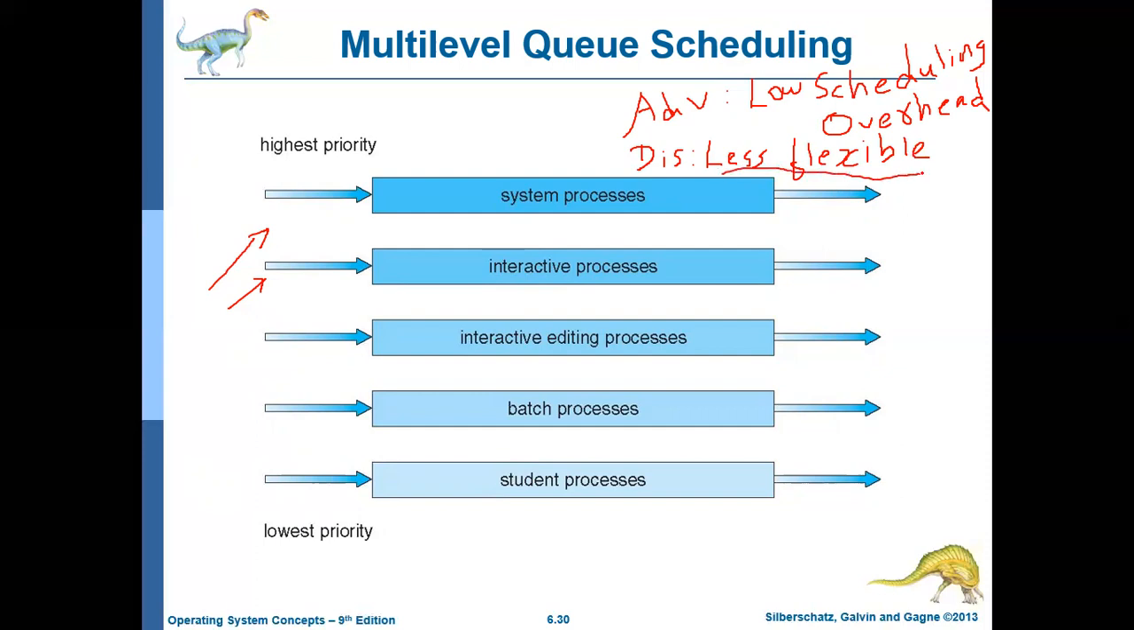As it is less flexible, it may lead to a problem called starvation. Okay, so already we have discussed starvation. Starvation in the sense the jobs in the lower priority queue may keep on waiting and may never get a chance, or may have to wait for a very long period of time if there are more jobs in the higher priority queue. Assume that the system process queue is always full, then the processes in the student process queue will never be executed. So this problem is called starvation, and starvation is created because this algorithm is less flexible.